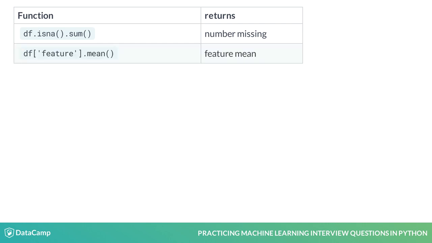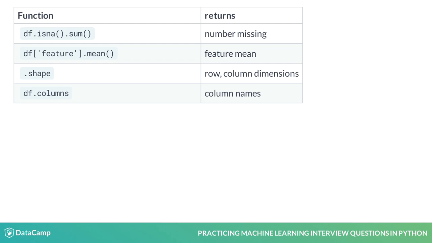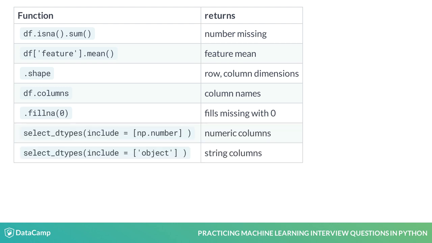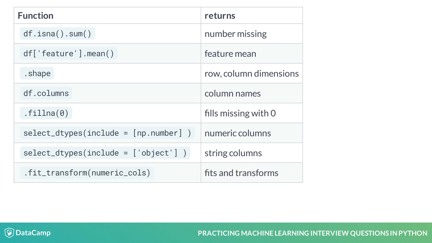Here are a few more functions you'll use in the exercises. Combining isna and the sum function finds the number of missing values. Using bracket subsetting with an aggregate function such as mean returns the mean. Shape gives row and column dimensions, while fillna fills missing values with the argument passed to it. By specifying include equals np.number, select_dtypes returns numeric columns or string columns for object. Finally, fit_transform fits and transforms the numeric columns passed to it.